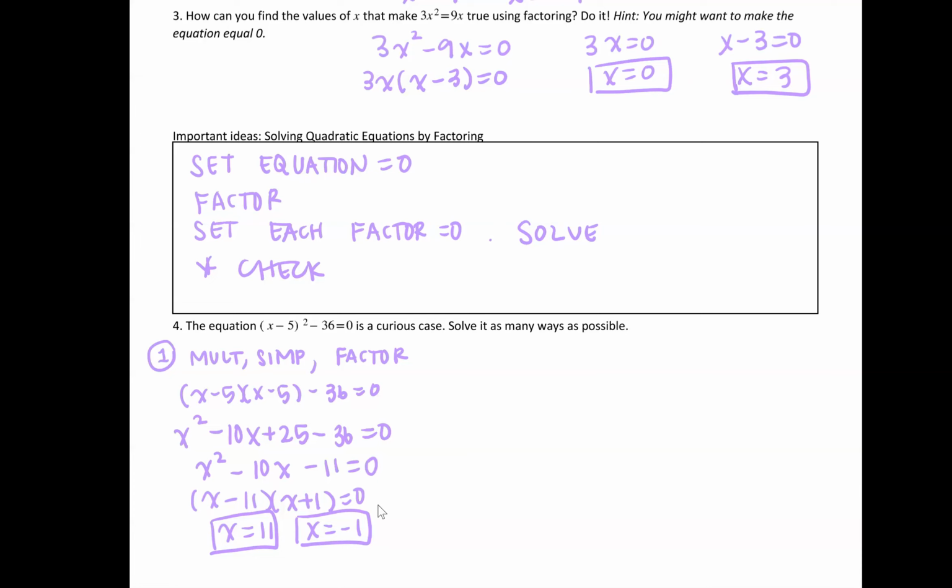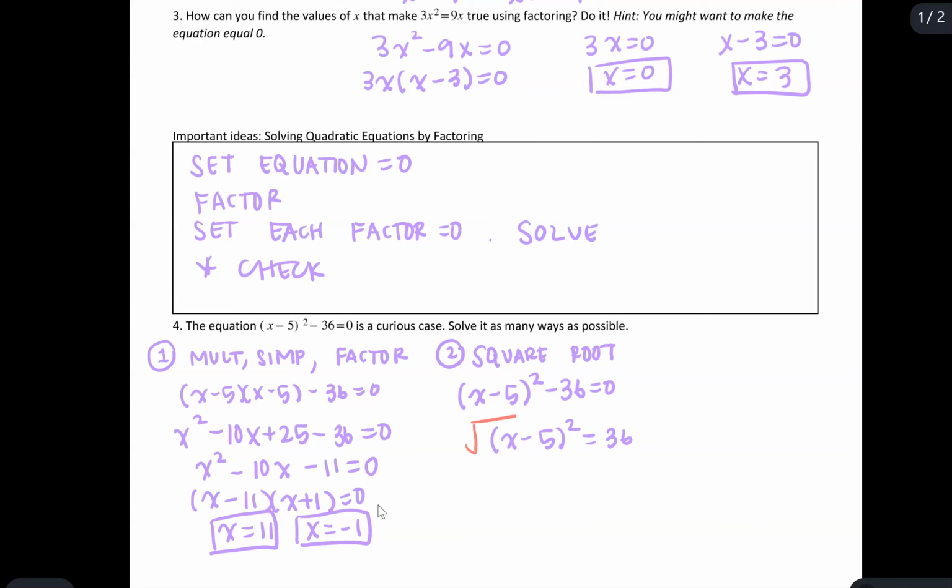Okay. The other way that we did this was the square root property. That means I have a square and I have a number. So I'll have (x - 5) squared minus 36. If I move that 36 over, I'll have (x - 5) squared equal to 36.